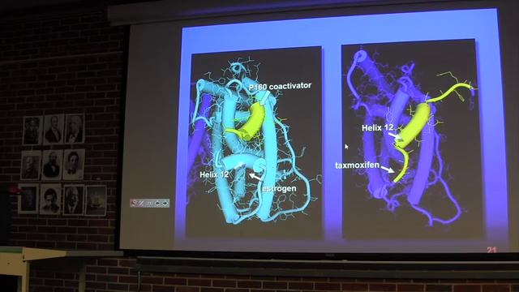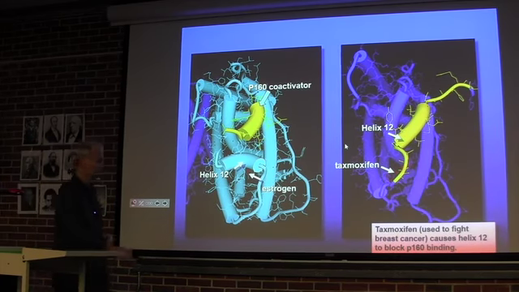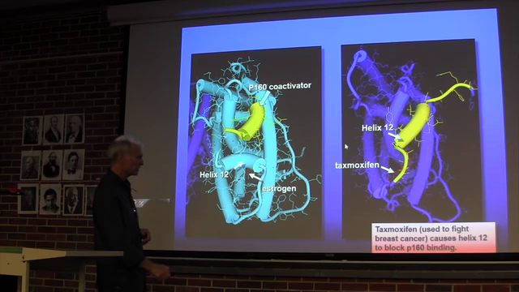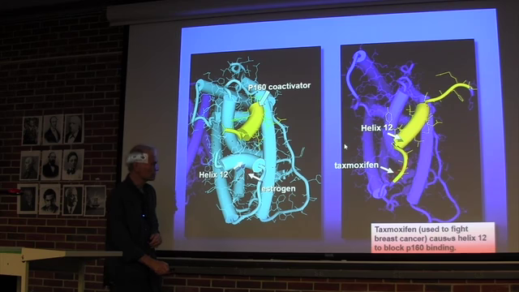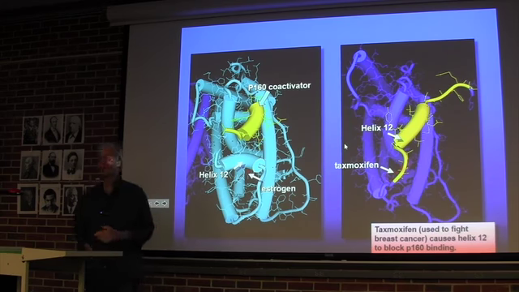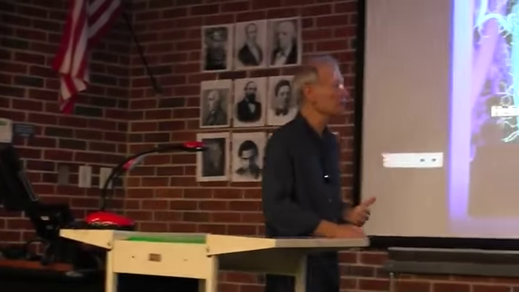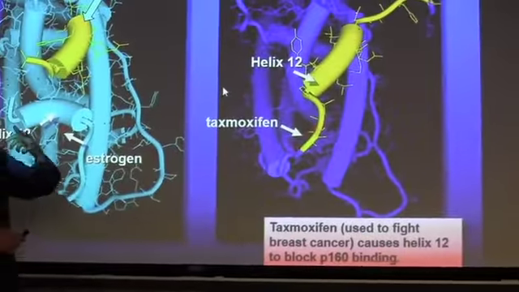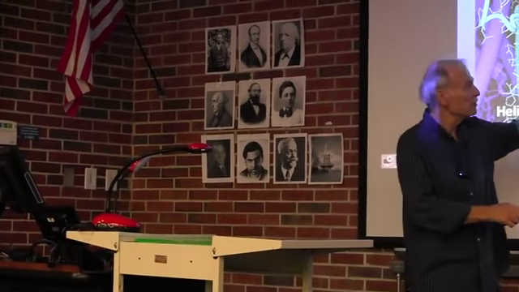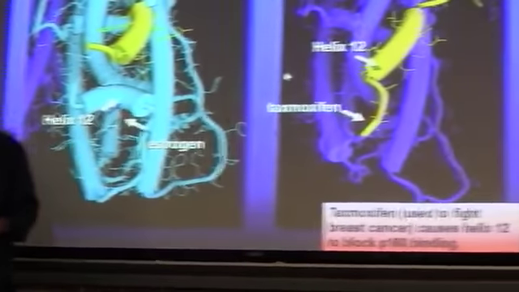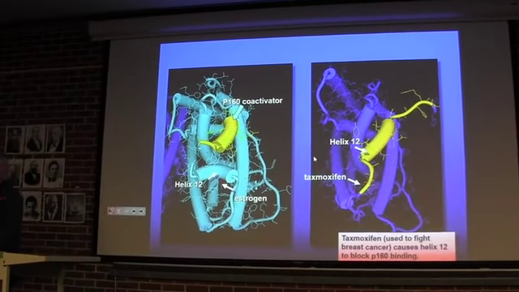Some drugs exploit this ability. Let's see how this works here. Tamoxifen, used to fight breast cancer. I think it's sort of an older way at present. But anyway, its binding causes helix 12, instead of rolling out of the way to make it more accessible to binding P160, to flip the wrong way and make the binding of P160 even less possible. It slams shut that pocket for recruitment of P160.